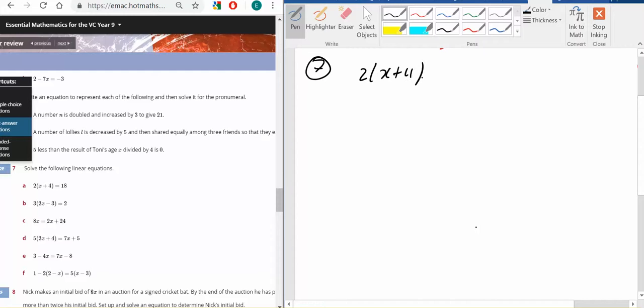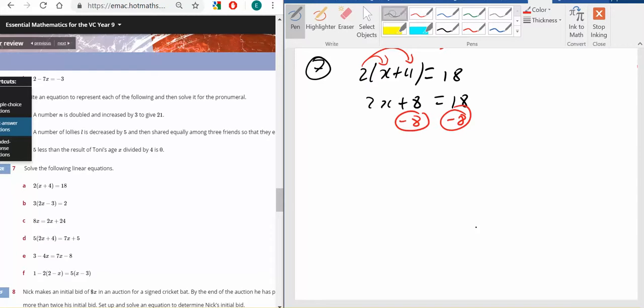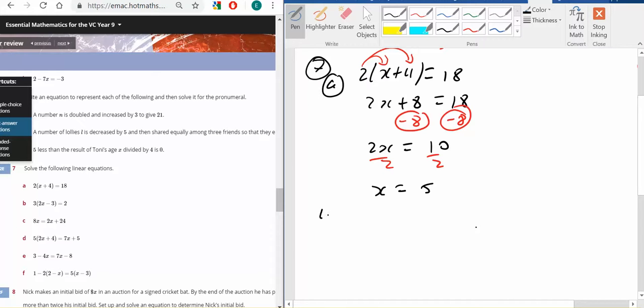2(x plus 4) equals 18. I expand the brackets. So this becomes 2x plus 8 equals 18. Subtract 8 from both sides. So I get 2x equals 10. So I divide both sides by 2. So x equals 5. Okay, that's 7a.